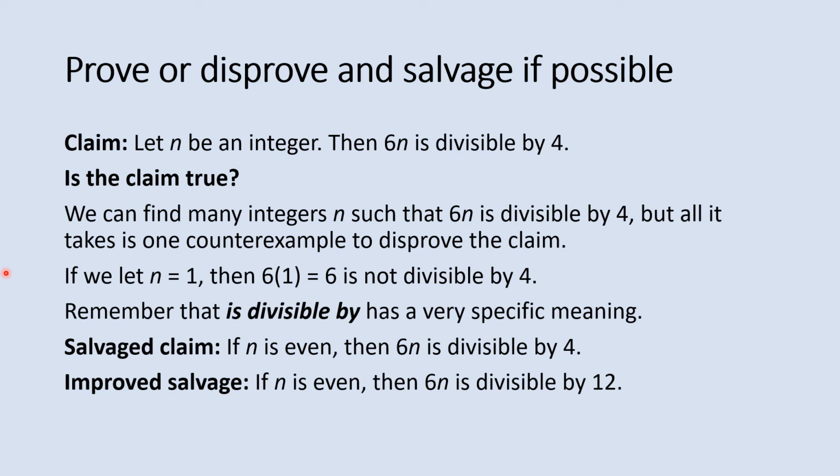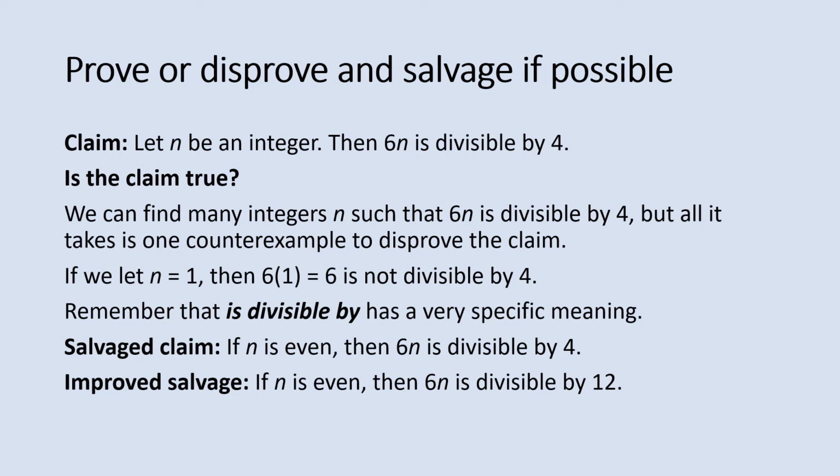And again, where does the 12 come from? Well, n is even, so there's a 2 in n, and there's a 2 in the 6, and then there's a 3 in the 6. And so 2 times 2 times 3, these factors are all there, and that gives us a number that's divisible by 12.